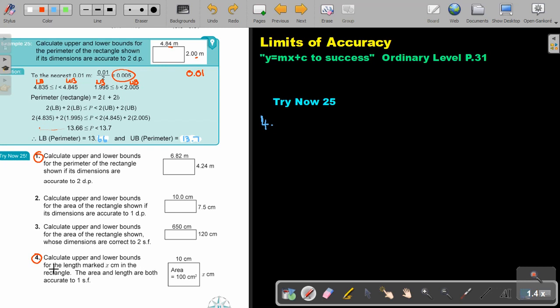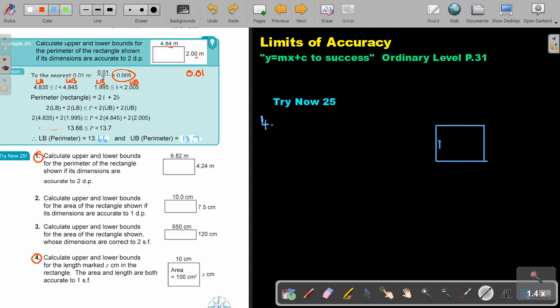Calculate the upper and the lower bounds for the length mark X in the rectangle. The area and the length are both accurate to one significant figure. Okay, now again, I think I'm going to start again with my figure. Length mark X in the rectangle. It's a rectangle.